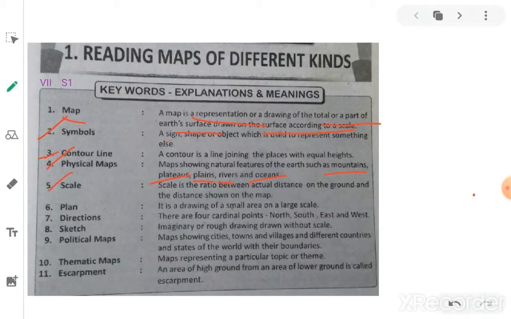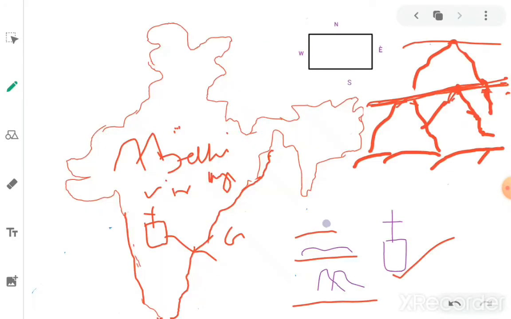Scale is the ratio between actual distance on the ground and the distance shown on the map. Suppose the distance from Western India to Eastern India is nearly 2000 kilometers, more than 2000 kilometers.